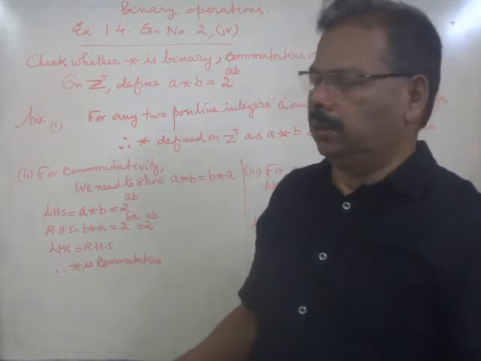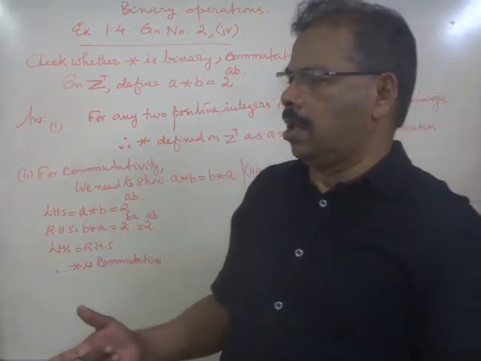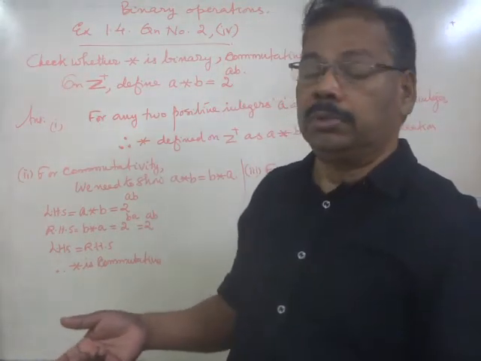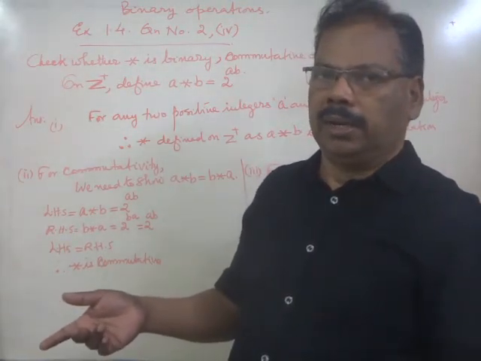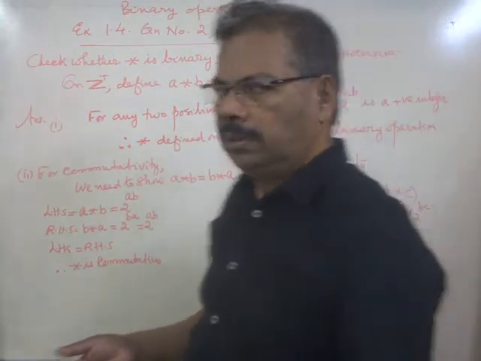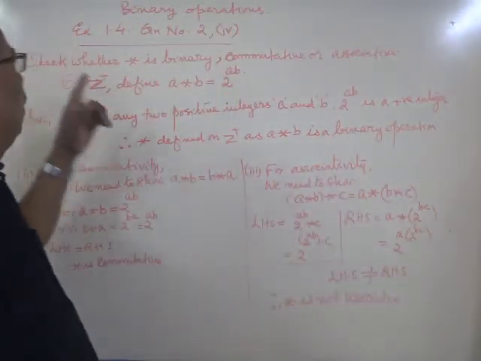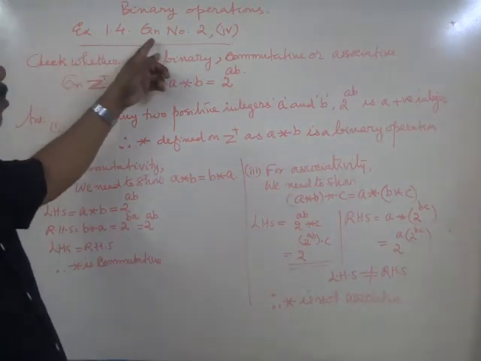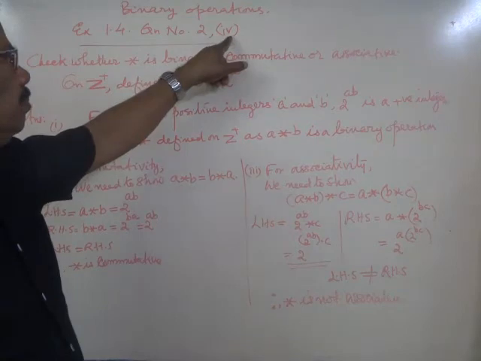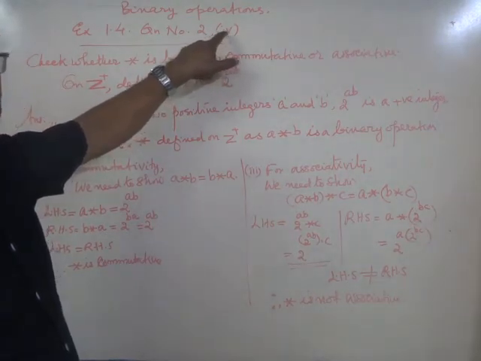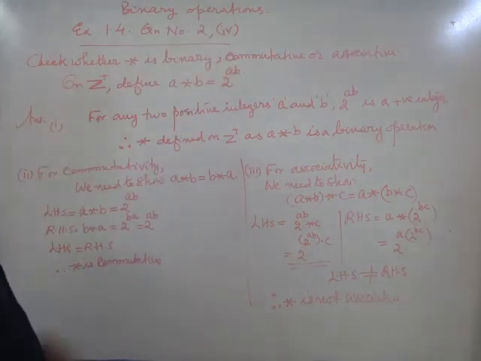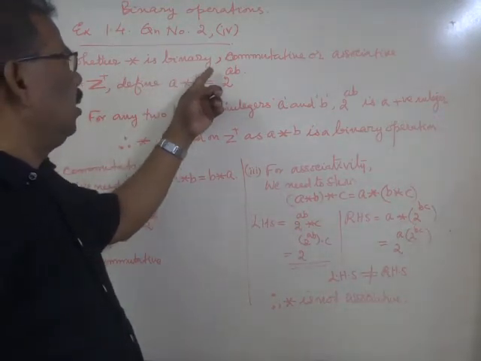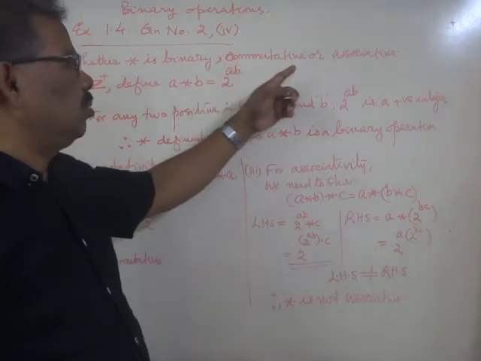This online video is for plus 2 mathematics, on the chapter on binary operations. We discussed the problems in the chapter binary operations. You shall see it. A question from your book, exercise 1.4, question number 2, subdivision 4. Check whether star is binary, commutative or associative.